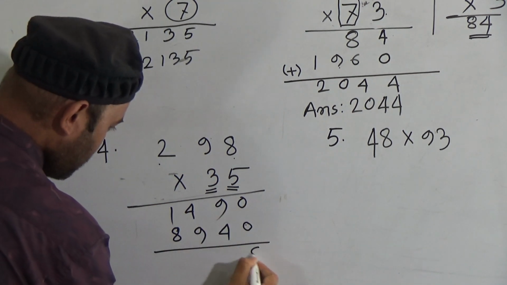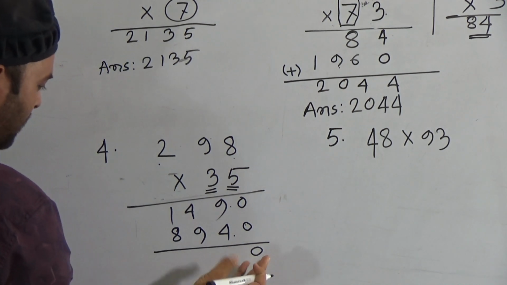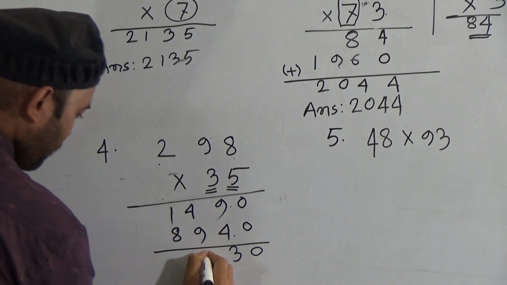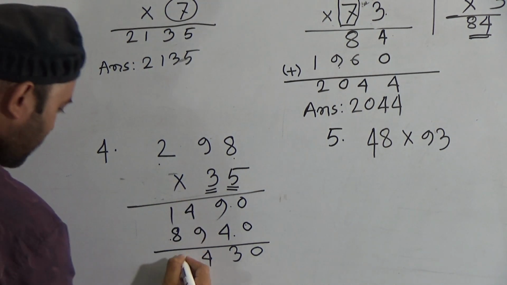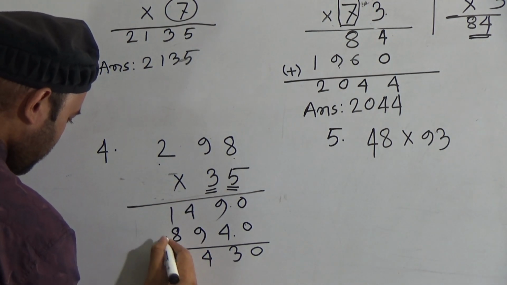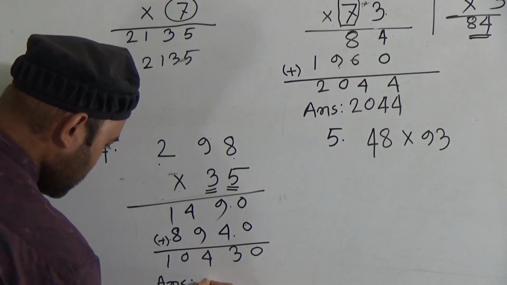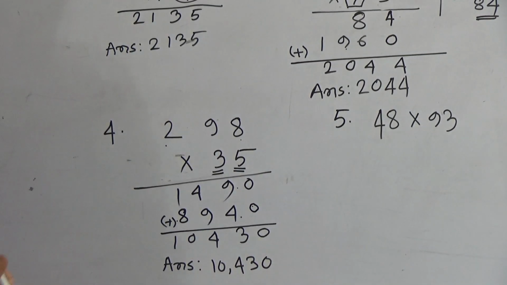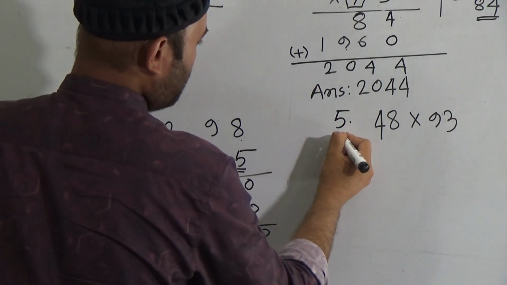Then 0 plus 0, it will be 0, 9 plus 4, it will be 9, 10, 11, 12, 13, there is carry 1, 9 and 1 is 10, 10 and 4, it will be 14, there is carry 1, 8 and 1 is 9, 9 and 1 is 10, and the required answer is 10,430. Hope my dear students you understood this one. Now go to next question, question number 5.